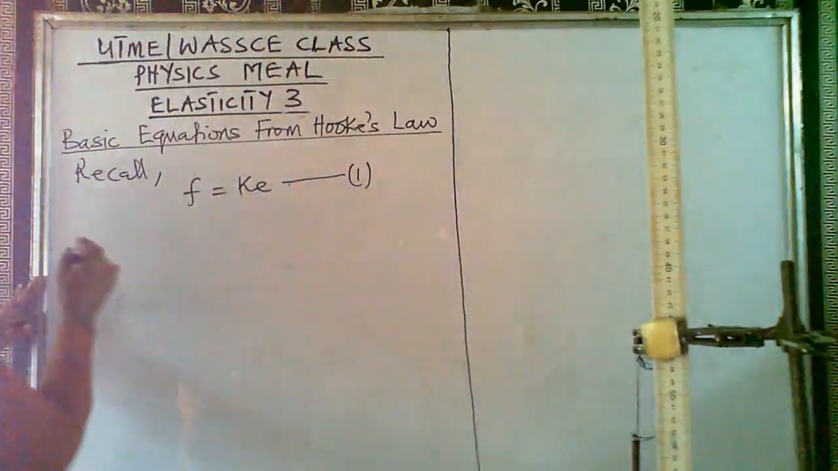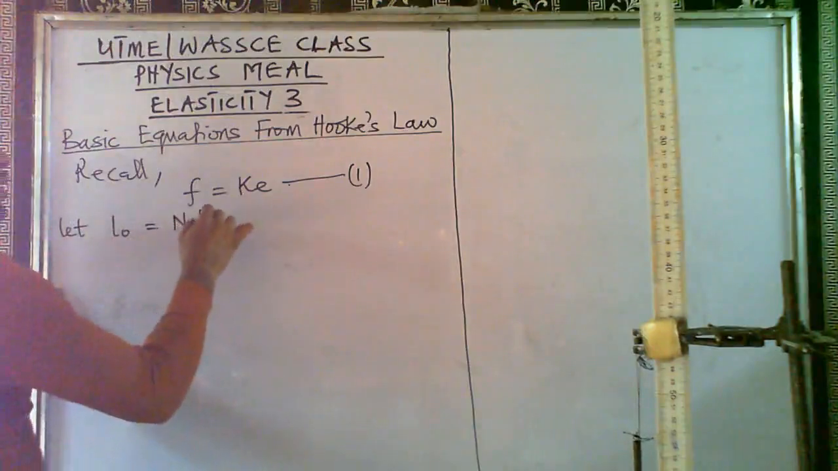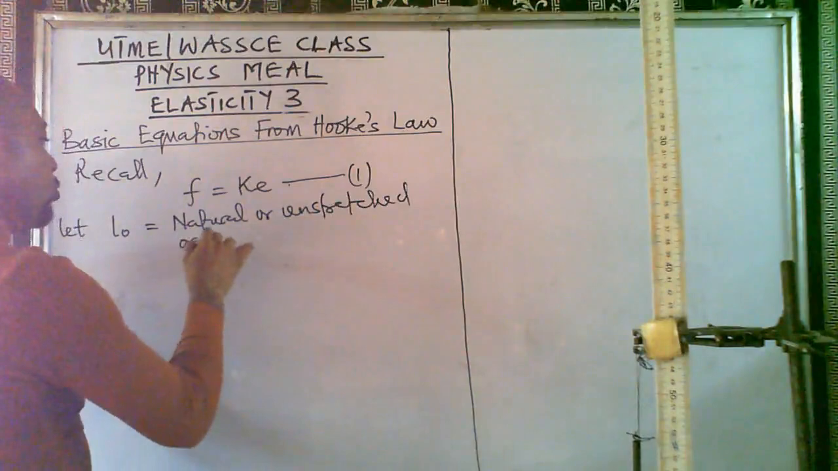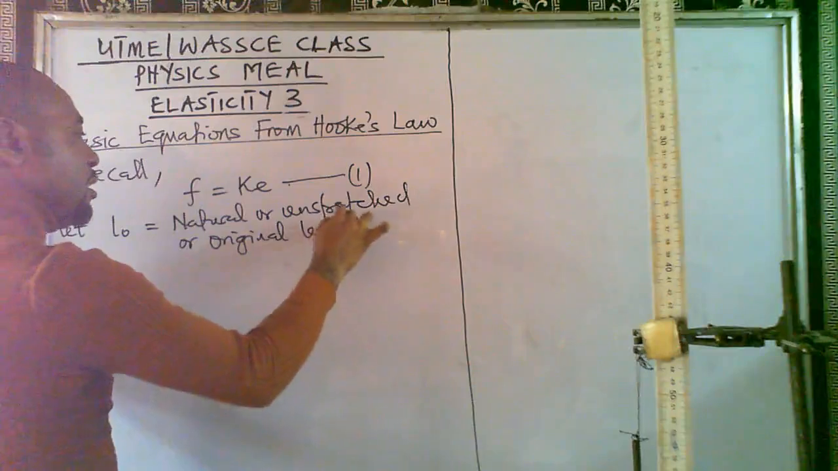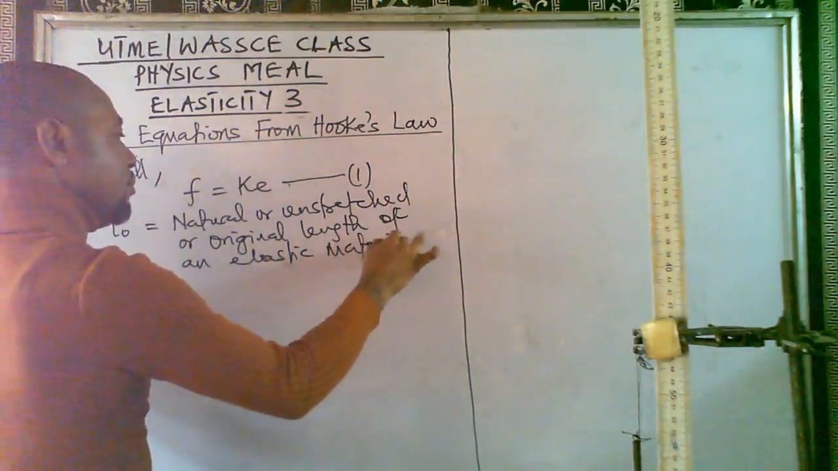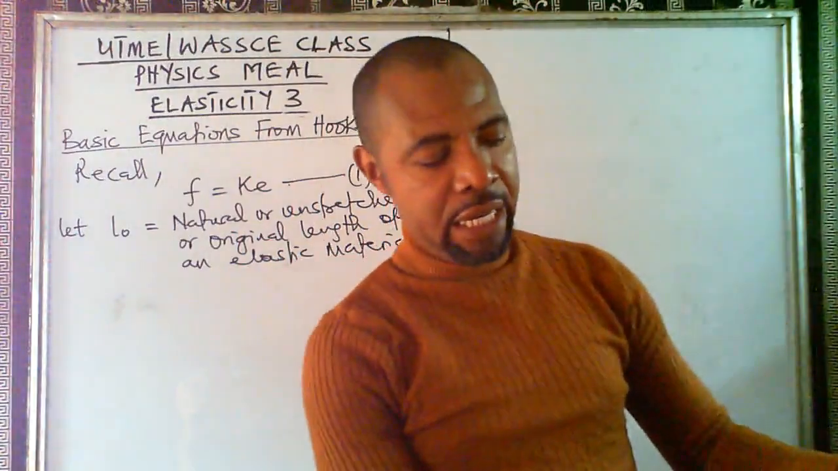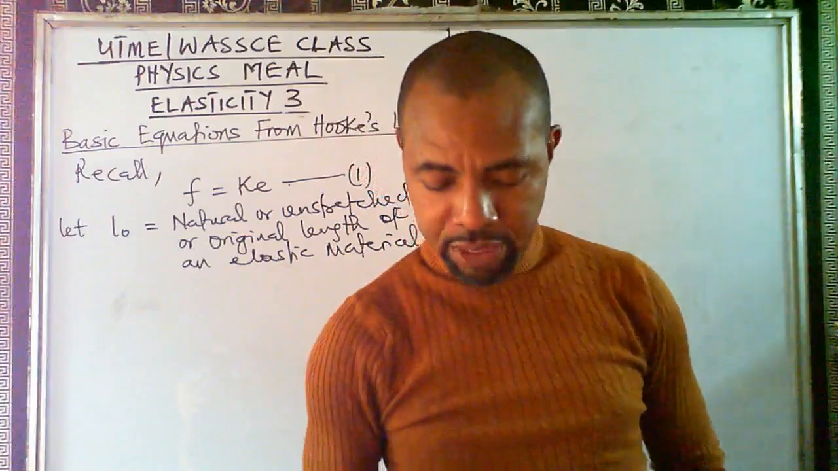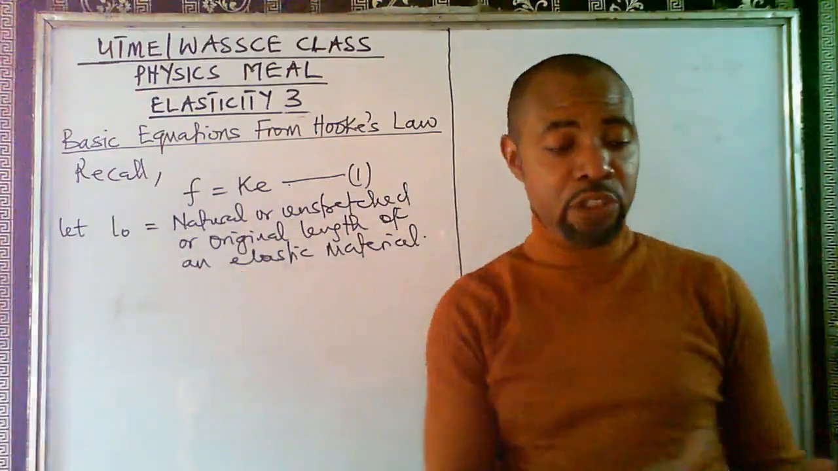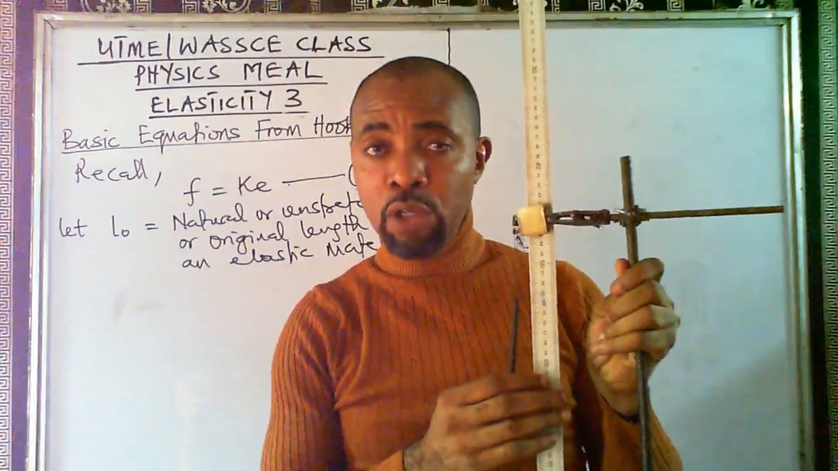So let L naught be equal to the natural or unstretched or original length of an elastic material. Now, if you apply a force on this particular spring, remember here, no force has been applied for this natural length, just as it is in this place now. So this is the natural length of the spring.